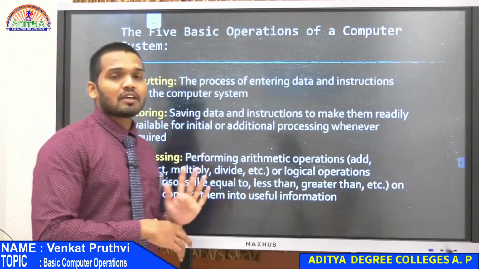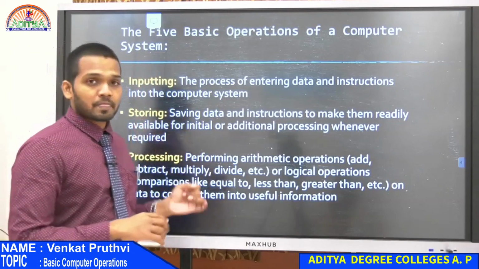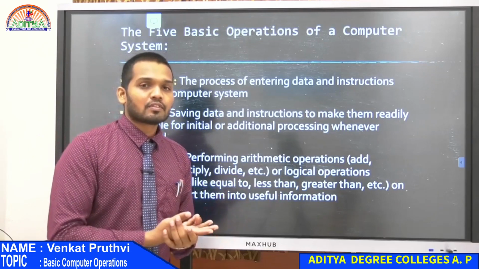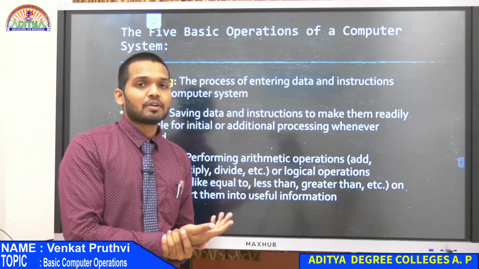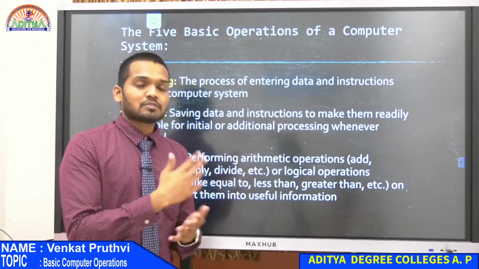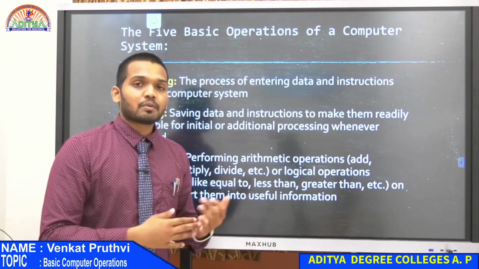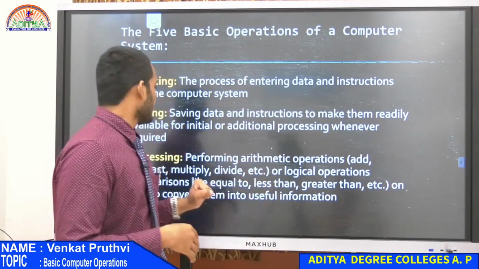Now we have to understand there are 5 basic operations for a computer. The first thing is inputting. We all know, right? How do we give the data to the computer? We give the data to the computer as an input, and it performs some operations, and then it gives the processed output, or the information, in the form of an output.